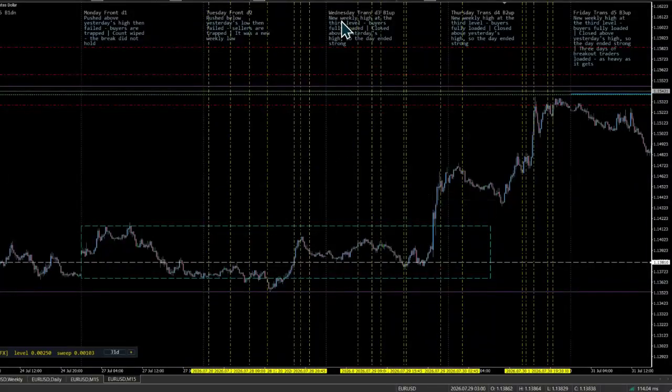What does it say here? This is the IDT setup. It's not out yet. It will be later on though. Wednesday. New weekly high at the third level. Buyers are fully loaded. Closed above yesterday's high. So the day ended strong.